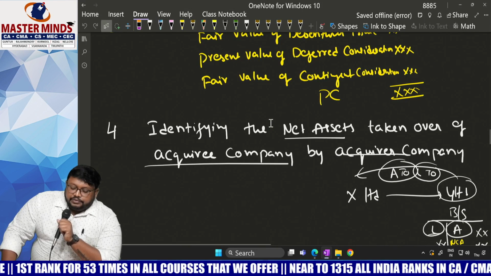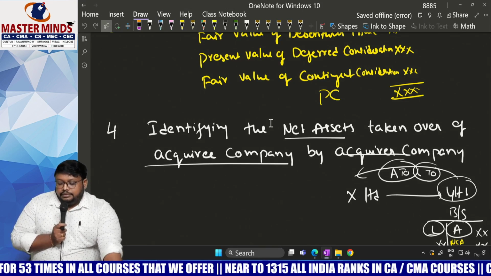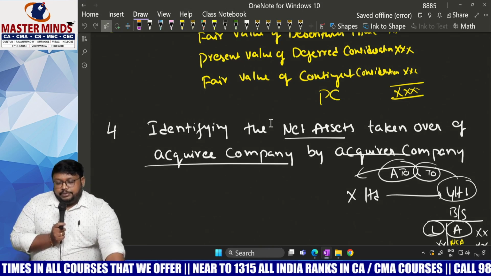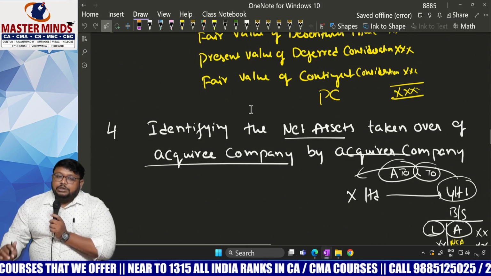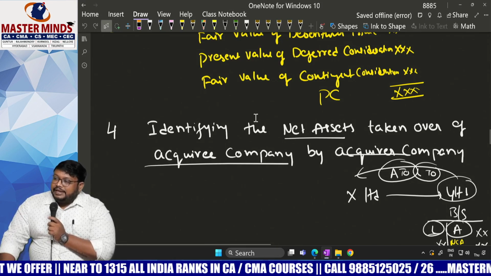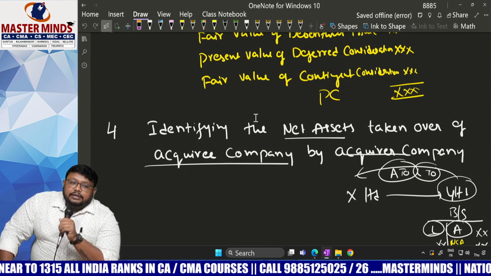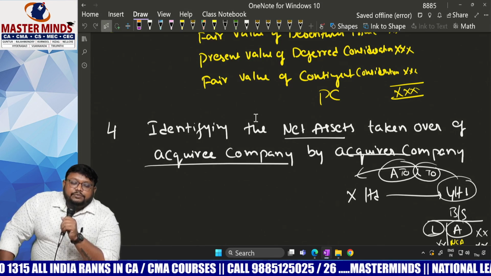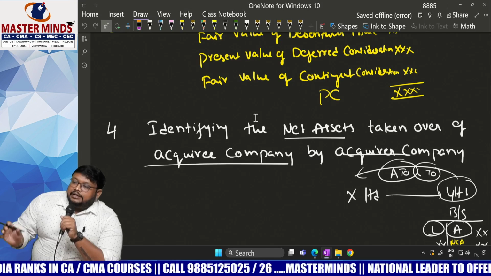And coming to the fourth one, identifying net assets taken over by the acquirer company. What are the net assets of the acquiring company? First you have to identify. So the net assets taken over by the acquirer company, the net identifiable assets. What is net identifiable assets? What are the assets we are taking and what are the liabilities we are taking? What is the net value for that?